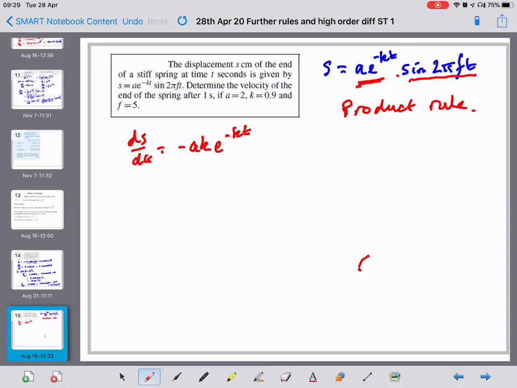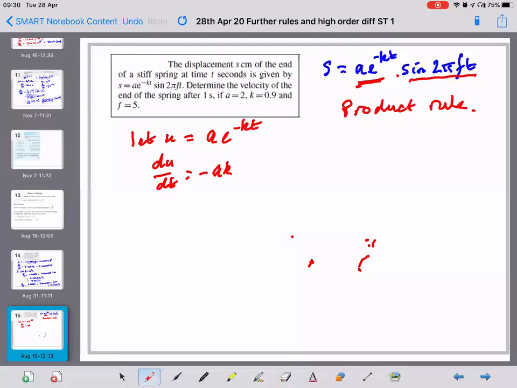Hang on, I'm going wrong here again now. Sorry. Let u equal a e to the minus kt. du by dt is equal to minus a k e to the minus kt.